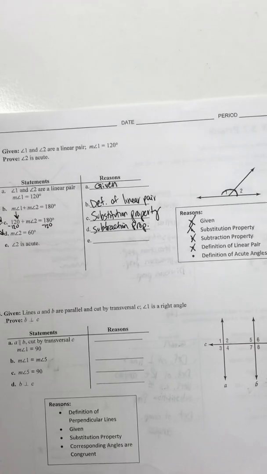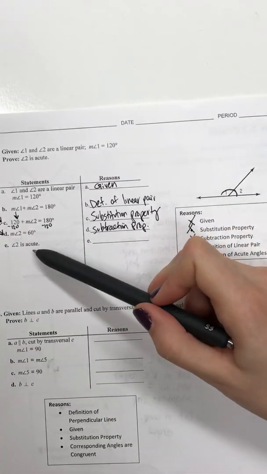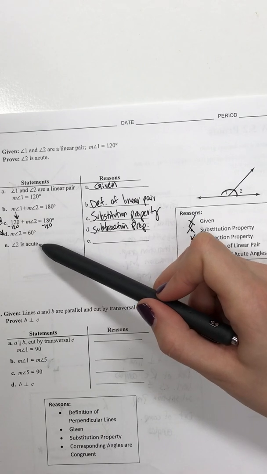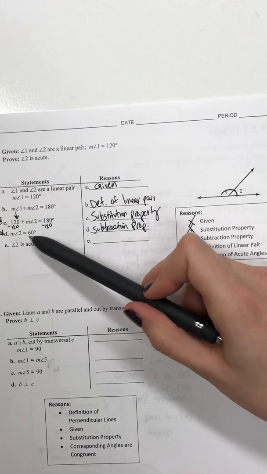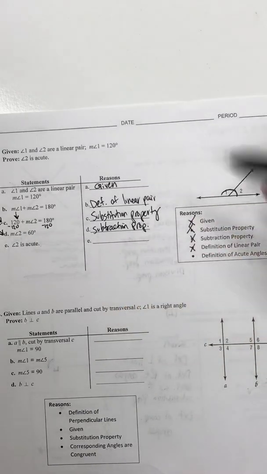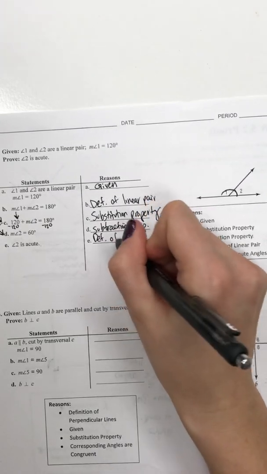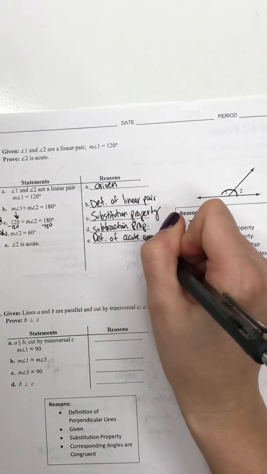Okay. Now that last step there says that angle 2 is an acute angle. And what I know about that definition of an acute angle is that it has to measure less than 90 degrees, which it does because it measures 60. So I can now say that by the definition of acute angle, angle 2 is acute.